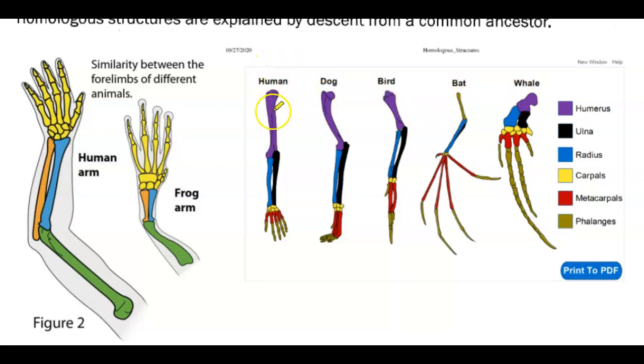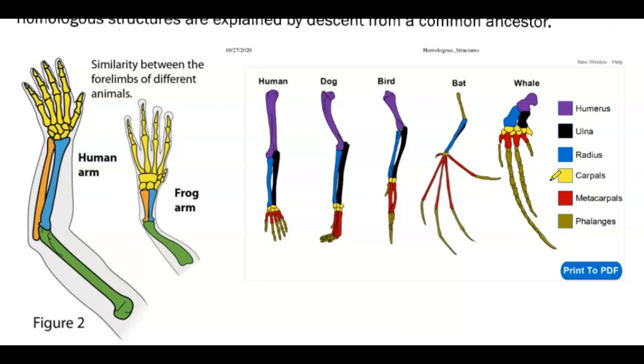So humans use their arms to grab things, dogs are walking on their legs, birds are flying, bats are flying, and whales are swimming. And some of the bones are very different kinds of shapes or lengths. Some are shorter or longer than others. But if you look at the color key, it's all the same bones. They all have the same colors in the same order. It's just that, depending on how they're using the bones, some of their bones are longer or shorter.